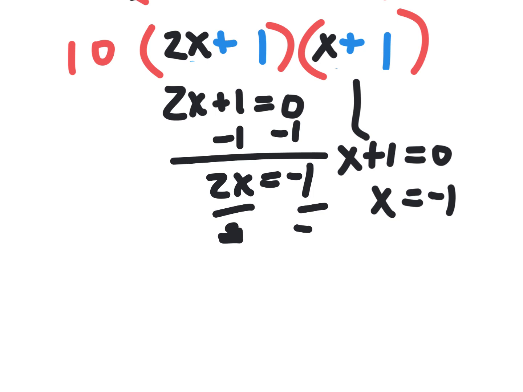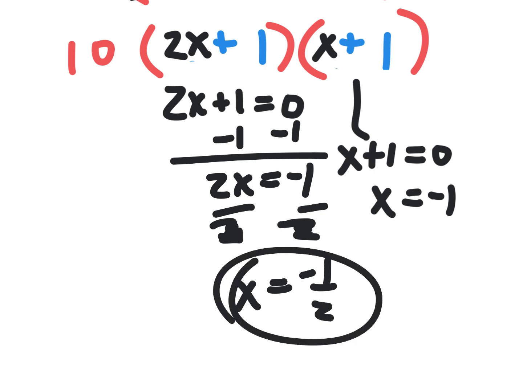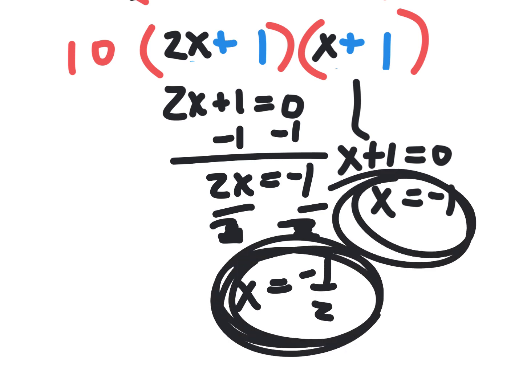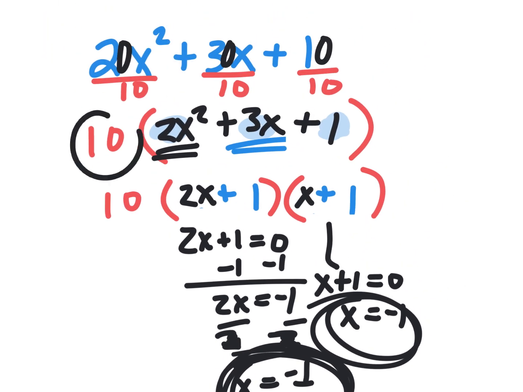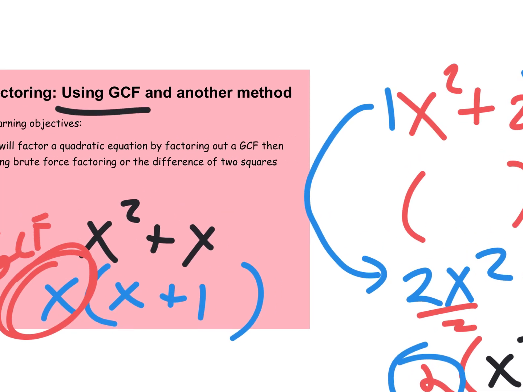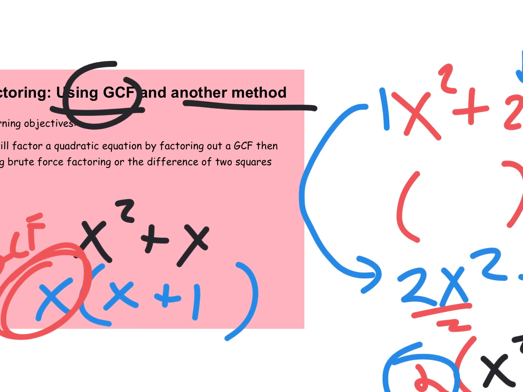Oops. Divide by 2, divide by 2. And then I get x equals negative 1/2. Who had 1/2 before? I did. Awesome. Negative 1 and negative 1/2 were your 2 answers. And that had a GCF in it that you factored out first. Okay, so the title of this thing was using GCF and another method. So you always take the GCF out first.